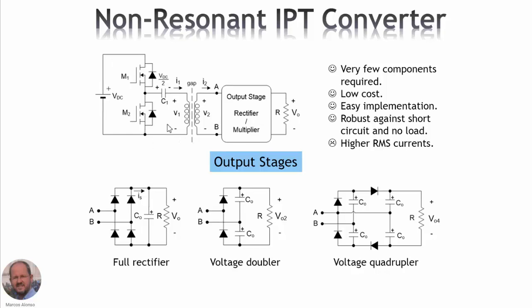Here we are showing one possibility, but we could use any other converter, like maybe a full bridge converter and so on. And also we have several possibilities for this output stage. One possibility is just to use a full rectifier in order to get DC voltage at the output, but in some cases we can be interested in getting higher values of the output voltage, so we can use a voltage doubler as shown here, or even a voltage quadrupler as shown in this circuit, so we can get a much higher output voltage.